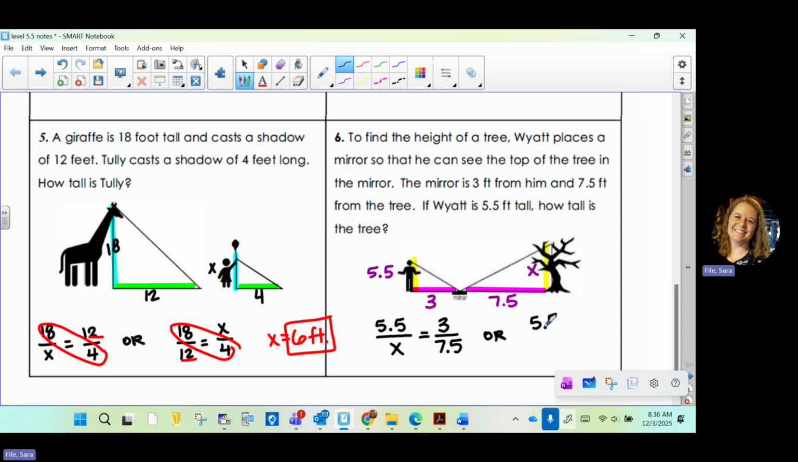Yeah, I could stay within the person, either 3 to 5.5 or 5.5 to 3. So I did height to distance from mirror. So I'd have to do height to distance from mirror. Either way, you're multiplying the 5.5 and the 7.5 and then dividing by 3. So 5.5 times 7.5 divided by 3. This comes out to 13.75. And these were all in feet. So that is the height of that tree.